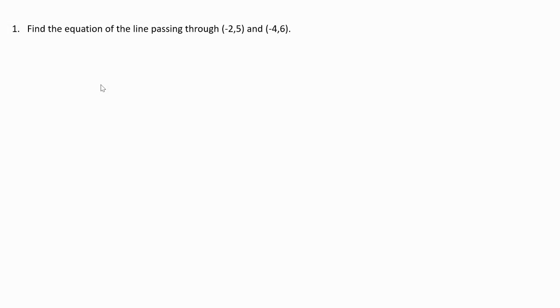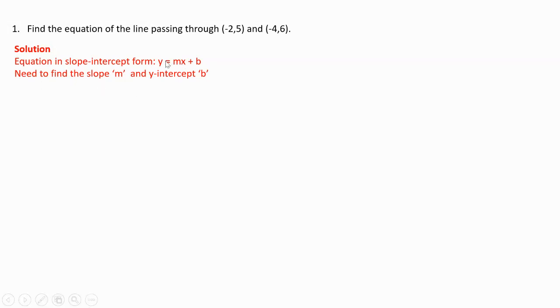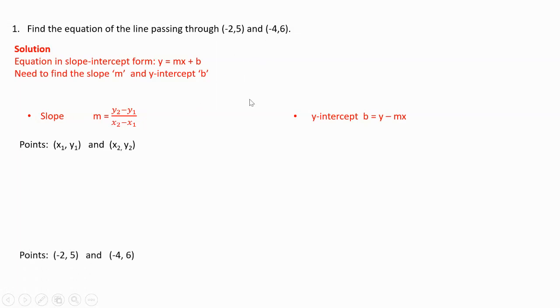Number one, find the equation of a line passing through the points (-2, 5) and (-4, 6). So here we first have to find the slope and also the y-intercept. They want the equation in slope-intercept form, which is y equals mx plus b. So the slope m is equal to y2 minus y1 over x2 minus x1. So we have to let point 1 be x1 and y1, and point 2 be x2 and y2.